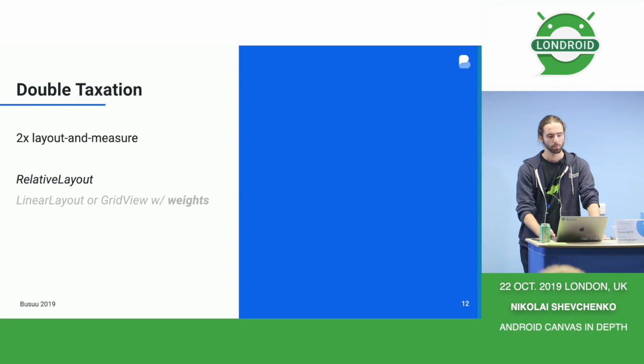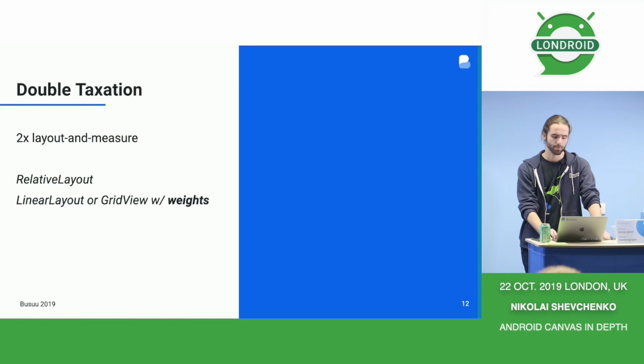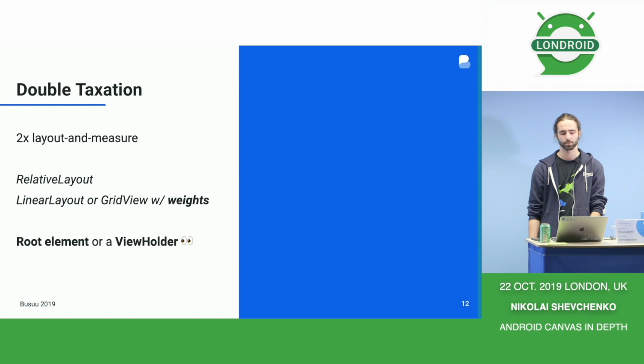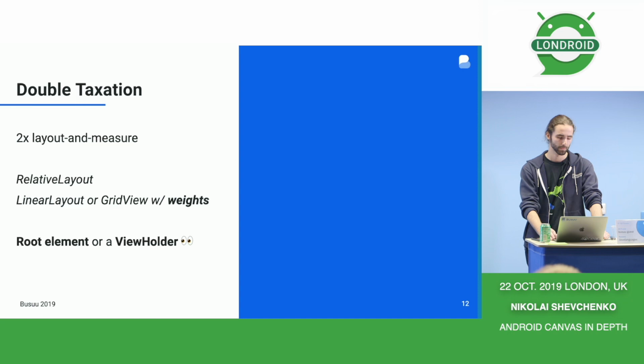Another problem is that the linear layout can also suffer from these things. If you're using weights, it's always going to be double to figure out how the weights are going to affect the measuring of your views. And the same happens with the grid view if you're using weights. So there is not much of a solution here. The only thing you need to look up is whether your view is a root element or a view holder, and if you end up using those kinds of things, at least know what can possibly ruin your application frame rate.